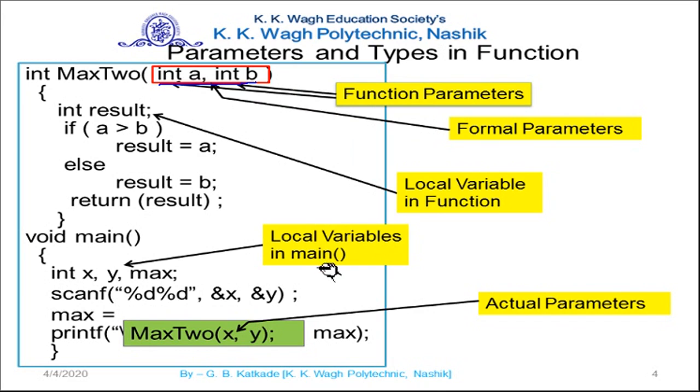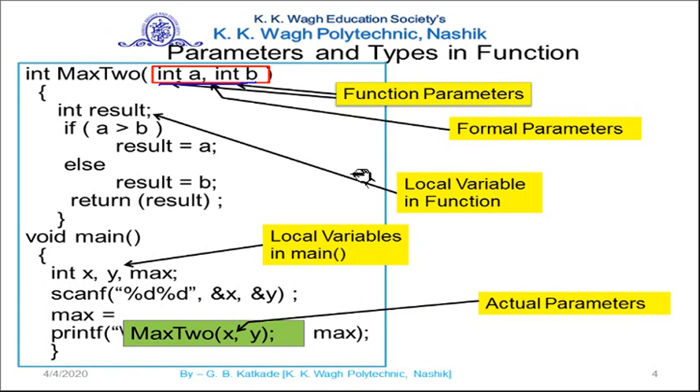At the same time, when you call a function from the main program, max2 is called from here, and the value is assigned to the variable max. The two variables used in main are x and y, and these are called the actual parameters, which are sent from the calling function. Now the calling function is main and the called function is max2.